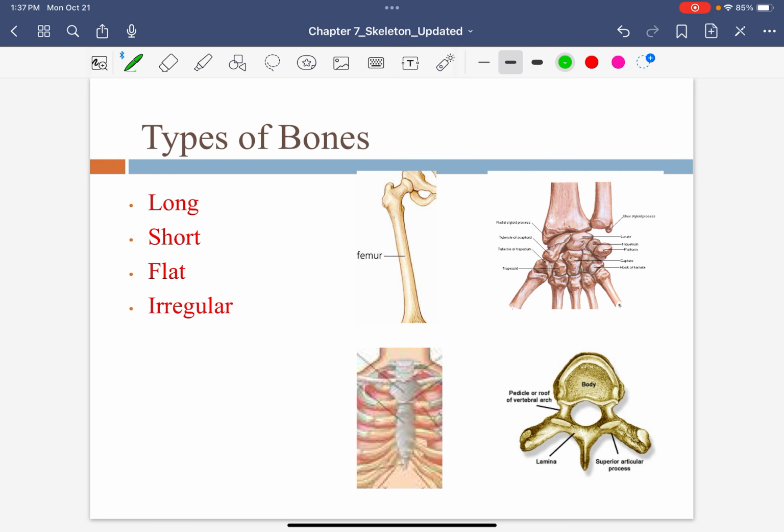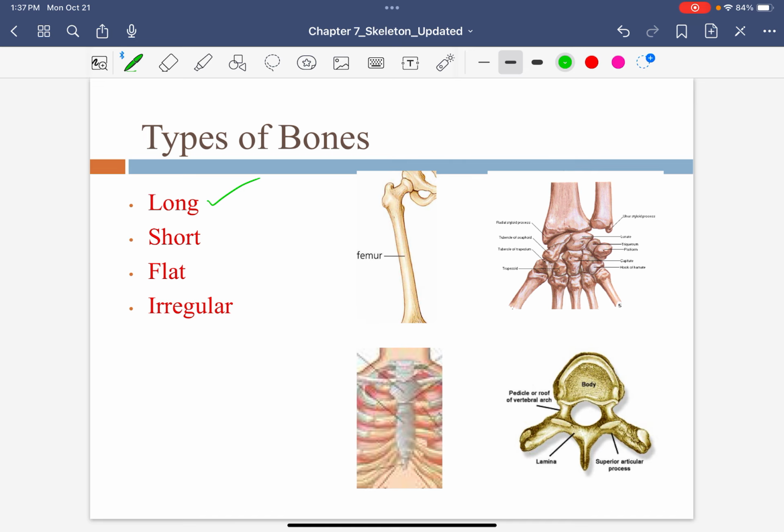There are different types of bones. The most common bone is the long bone. So almost all the bones that we've talked about so far are long. The long bone is what we talked about in terms of structure, the diaphysis, the epiphysis, osteon, all that. So femur is an example of a long bone. Femur, humerus, radius, ulna. Technically, a long bone is one that is longer than it is wide.